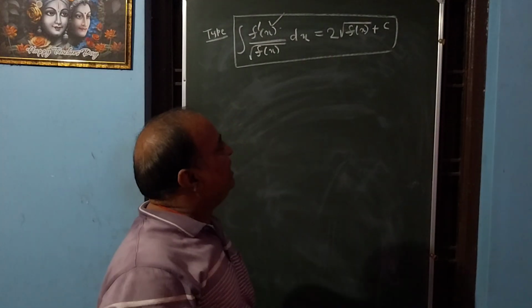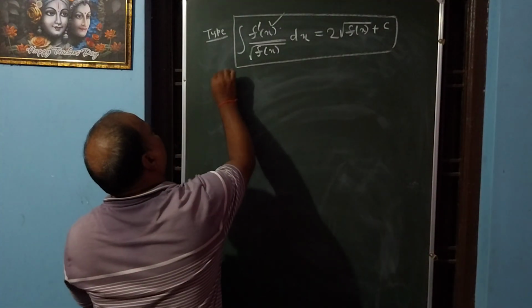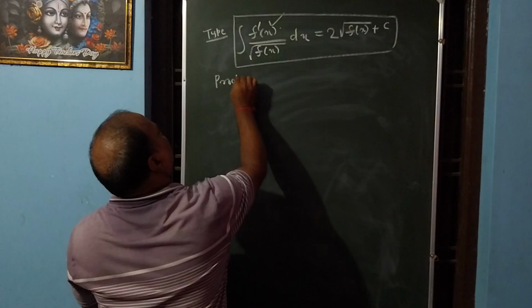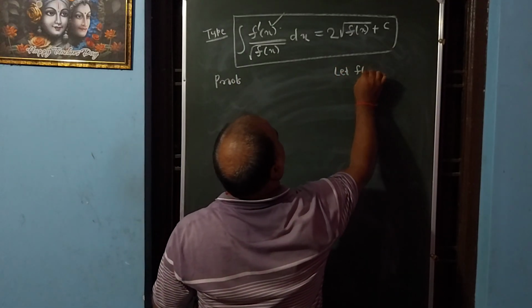where c is the integration constant. How do you have to prove it? Write down the proof. Let f of x is equal to t.